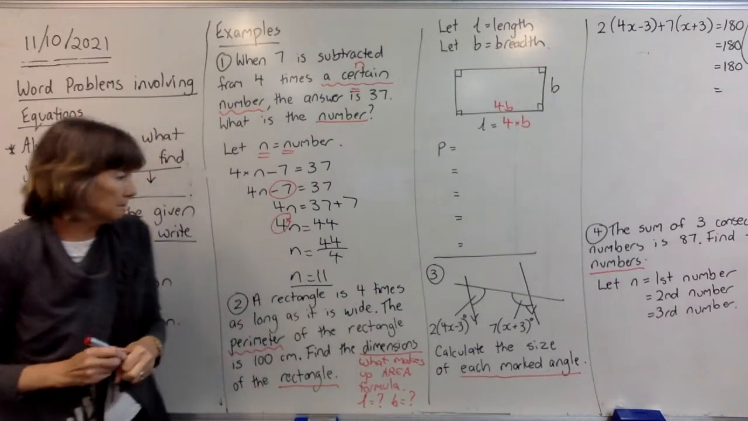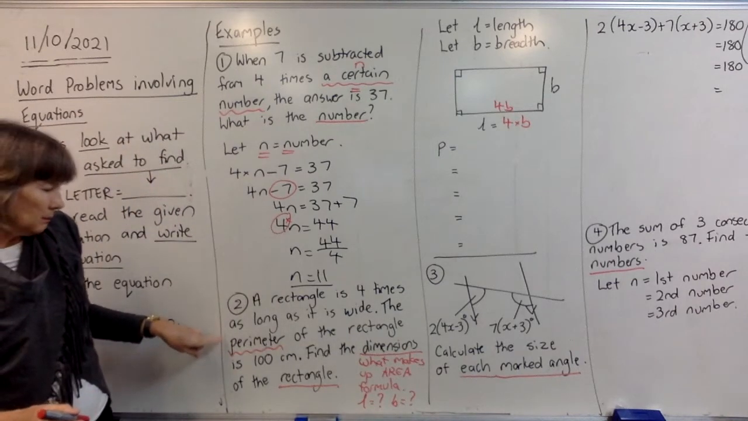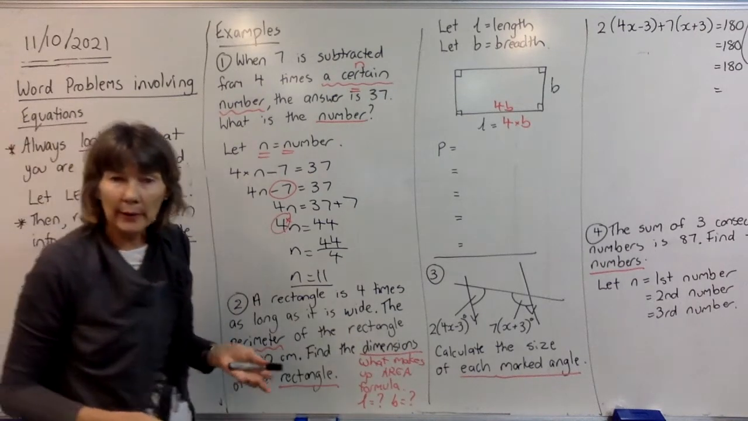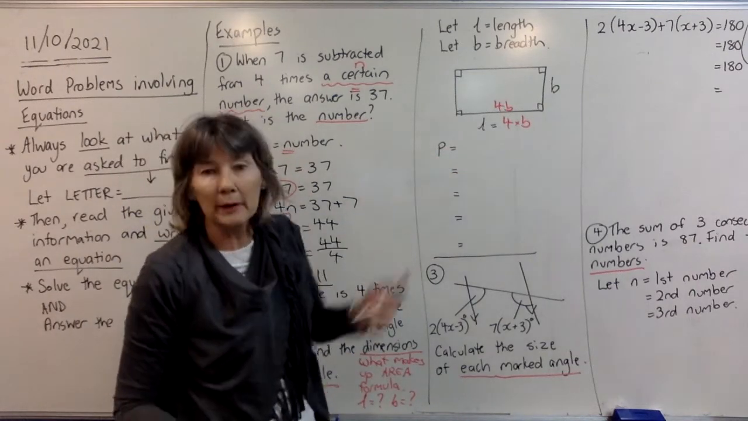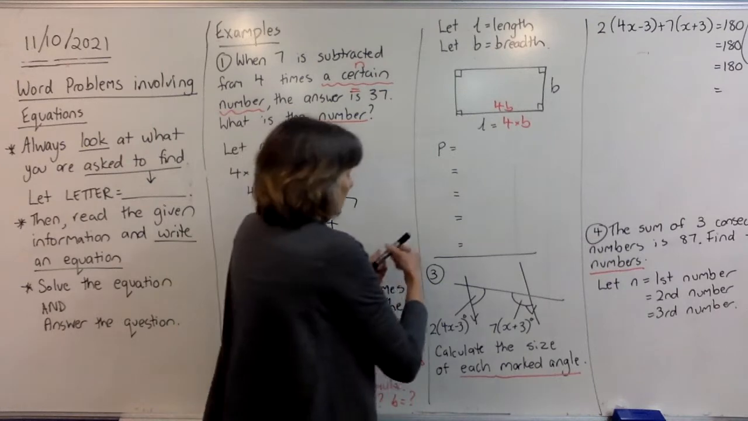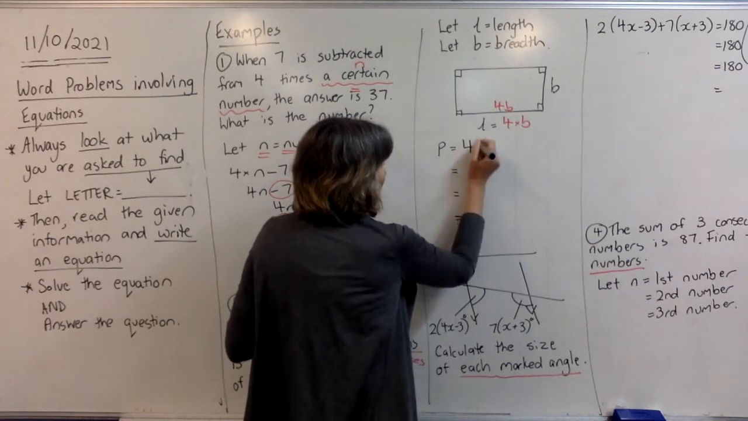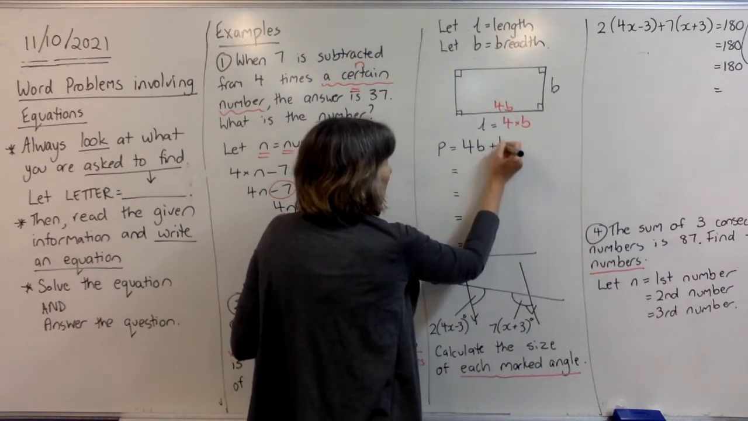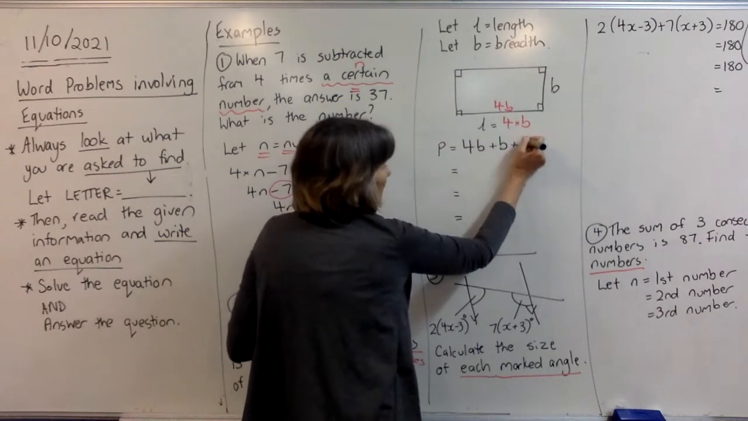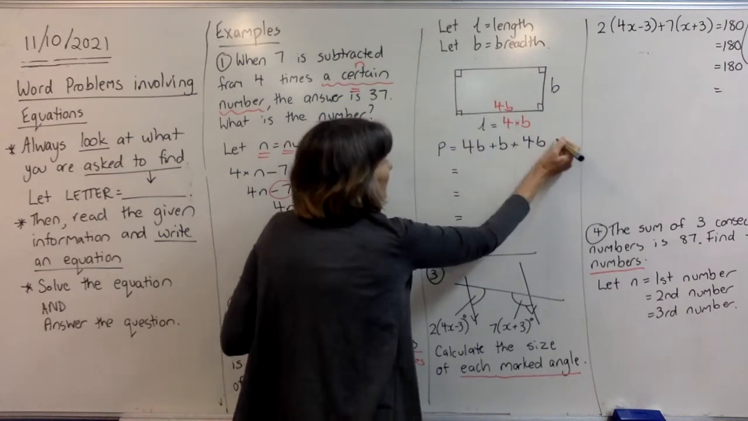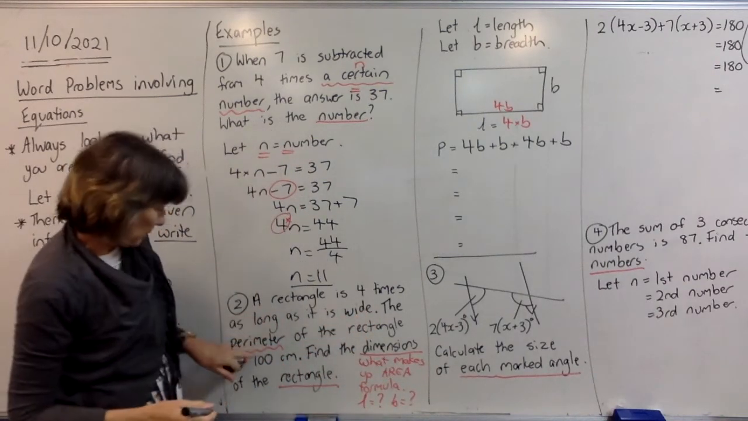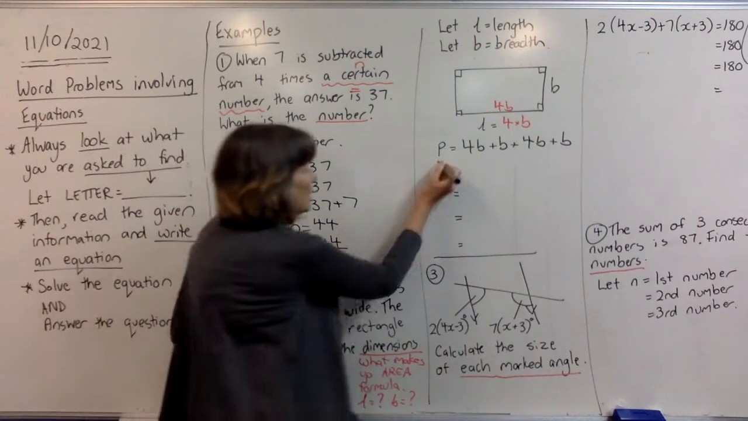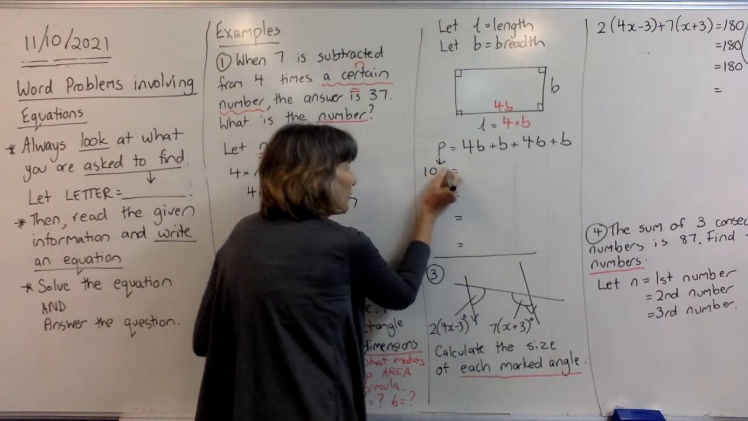Okay, now, the perimeter is 100 centimetres. So we know how to find perimeter. We add up all the sides. So let's just start working out a perimeter like we normally would. So we're going to do 4B plus B plus another 4B plus another B. And then we know the perimeter is 100, so over here we're going to put the 100 in for the perimeter.